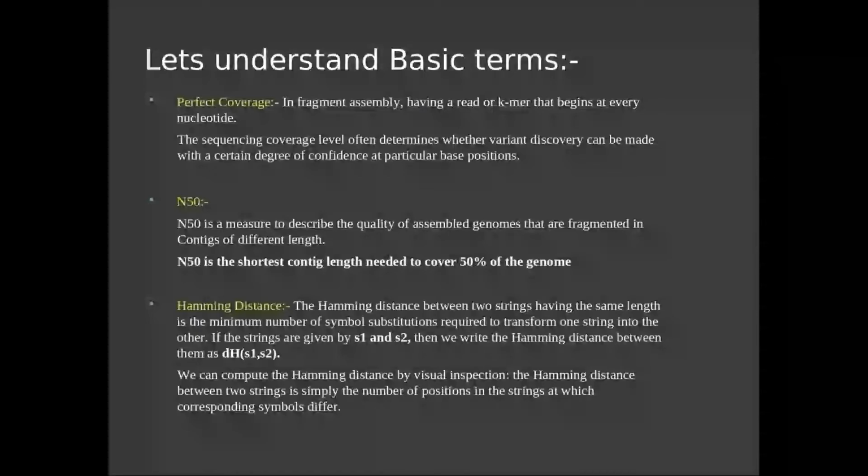Perfect coverage in fragment assembly is the concept of having a read or k-mer that begins at every nucleotide. The sequencing coverage level often determines whether variant discovery can be made with a certain degree of confidence at particular base positions. N50 is a measure to describe the quality of assembled genomes that are fragmented in contigs of different length. It is the shortest contig length needed to cover 50% of the genome, and Hamming distance is the exact number of substitutions required to convert one genetic string to another.